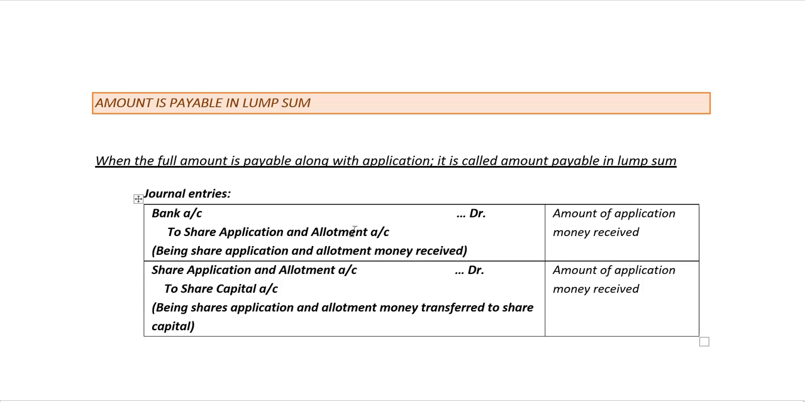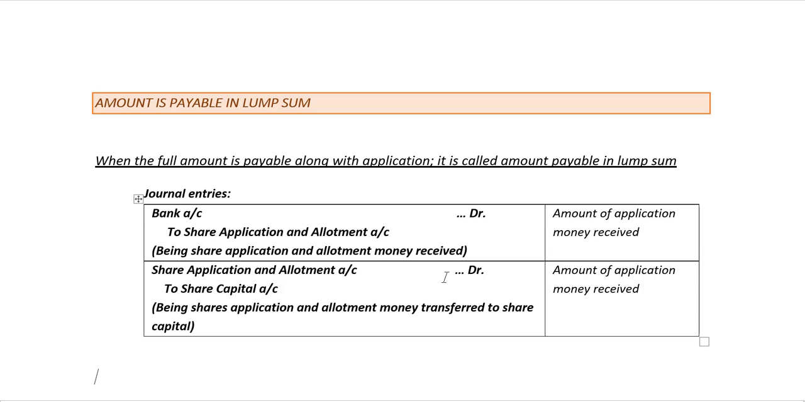Two journal entries need to be passed in this case. The first journal entry for receipt of application and allotment money, and the second journal entry for transfer of application and allotment money to share capital on allotment of shares. So the first journal entry, bank account debit to share application and allotment account. Narration being share application and allotment money received. The amount for this journal entry is the amount of the application money that has been received by the company.